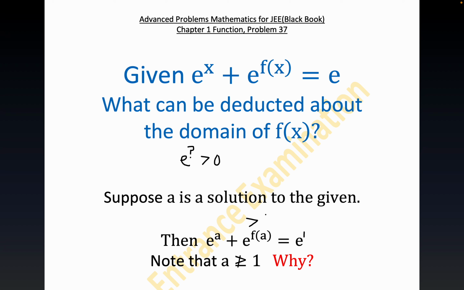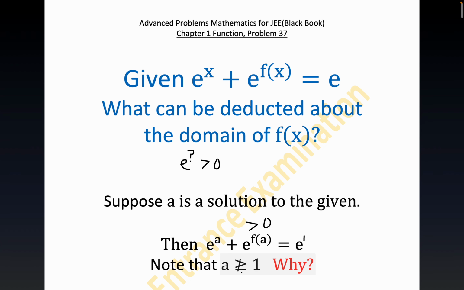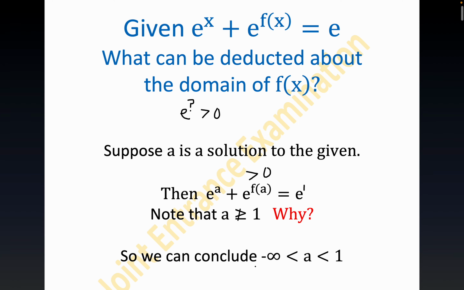Whatever f at A is, f is a real valued function. E to the f of A is guaranteed to be positive, right? So that means A cannot be equal to 1. It certainly can't be greater than 1, okay? Now, that negated relation leads us to conclude that any solution has to be between minus infinity and 1. Any solution to this given equation has to be a value bounded below by minus infinity and above by 1.